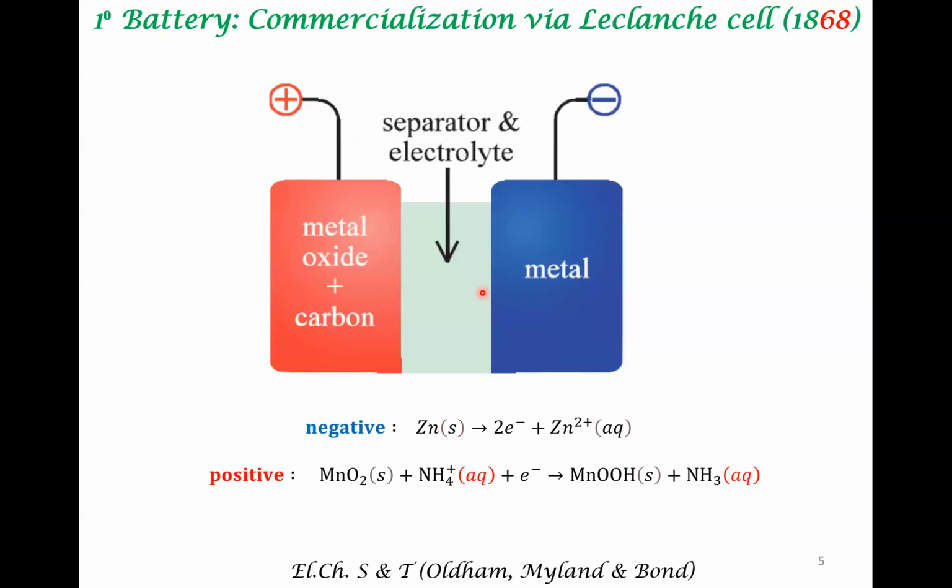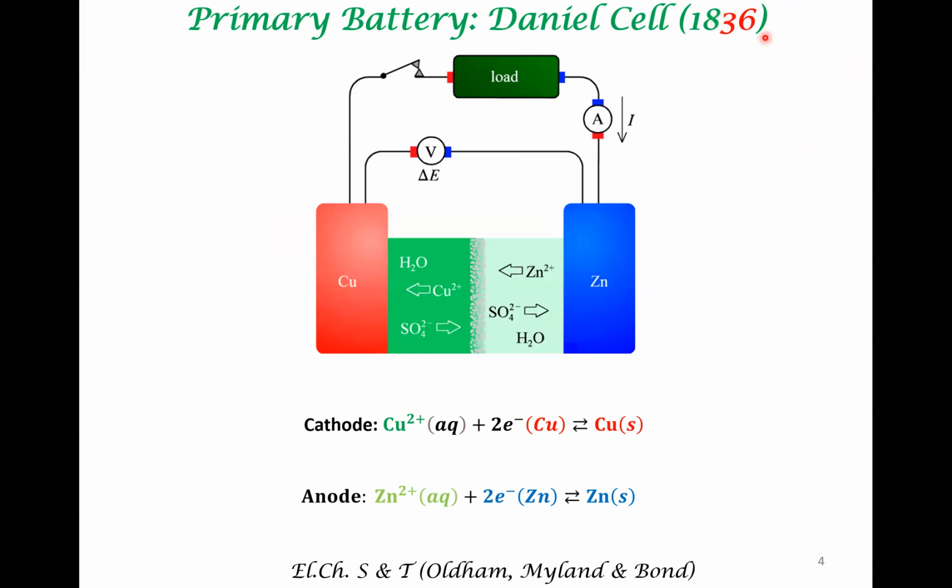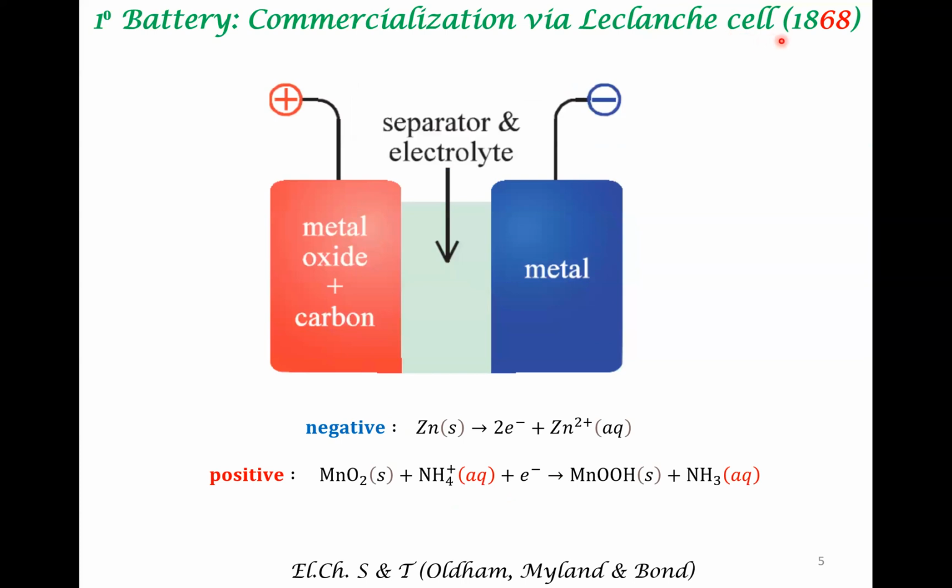So the first widespread commercialization of the battery occurred in 1868. Again, I want you to notice that the invention was in 1836, and the commercialization occurred in 1868. Okay, so this is called a Leclanche cell.